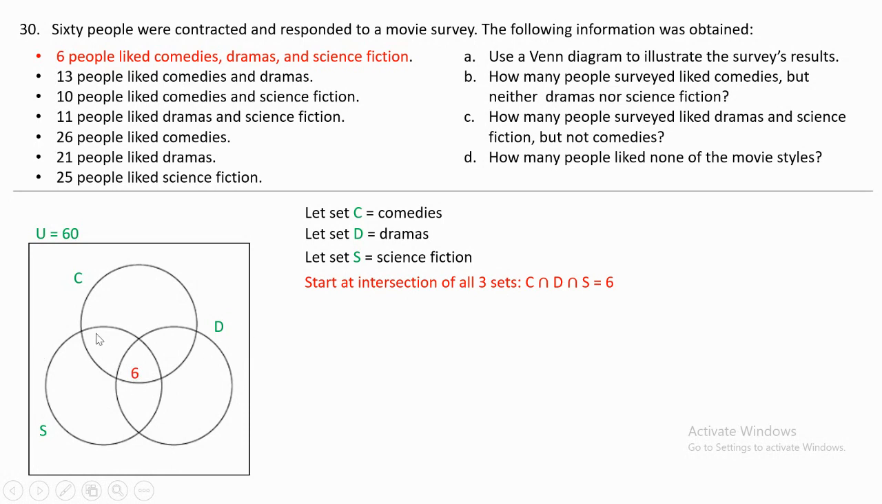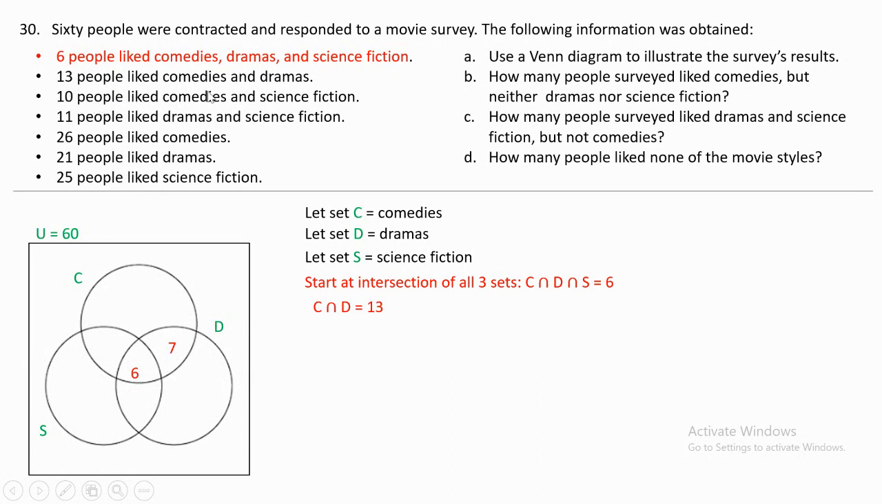Then you can either start with the intersection between two sets. It doesn't matter if it's C intersects D or C intersects S or any combination. Here, I'm going to follow the order, right? 13 people like comedies and dramas. So comedies and dramas will be this portion here. But since we already have 6, and this is supposed to be 13, 13 minus 6 will be 7. So the 7 goes there.